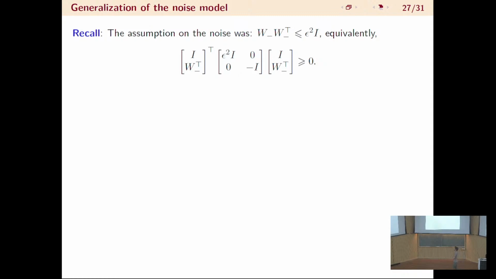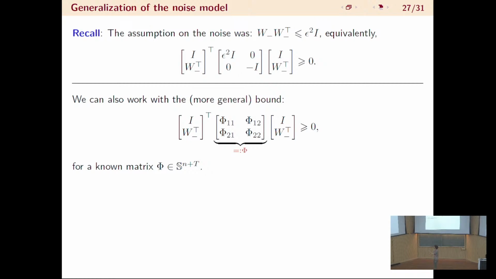Yeah, but now I notice the following: instead of this very particular matrix that we have here in the middle, with this epsilon squared identity, 0, 0, minus identity, maybe I could try to generalize this and just assume the noise bound of the following form. So you see it's similar to the inequality that we had before, but in this case I'm just assuming that we have this matrix phi, a given symmetric matrix, such that the noise satisfies this quadratic inequality.